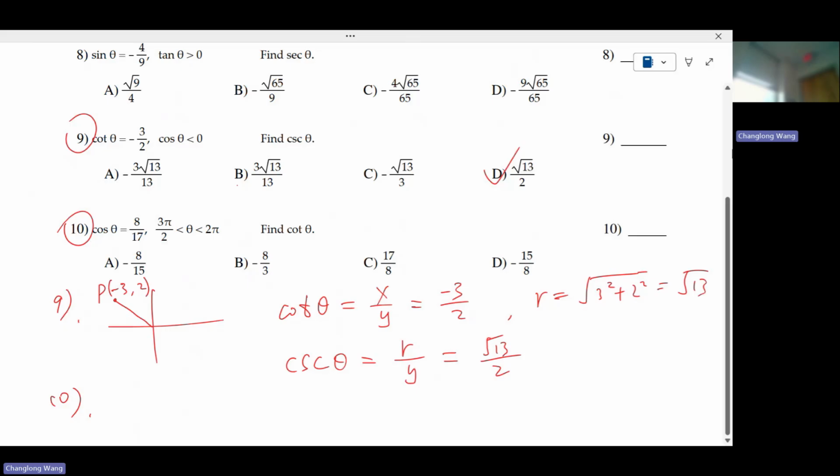Number 10, go ahead. Cosine is 8 over 17. The theta is in a range of 3 pi over 2 to 2 pi.